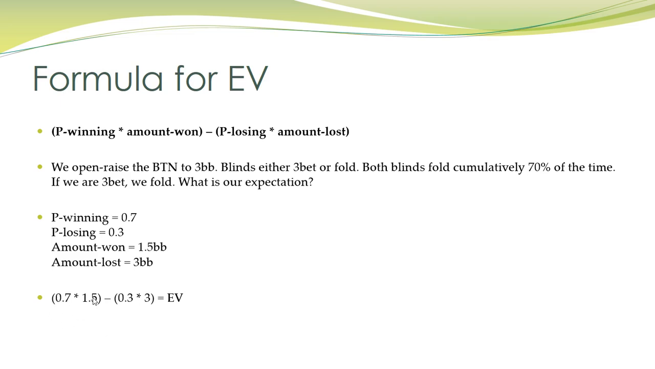Think of it as a sum within a bigger equation. So if we do that, we get these values. The first bracket, 0.7 times 1.5, translates to 1.05 when you multiply those 2 numbers together. 0.3 times 3 is 0.9.